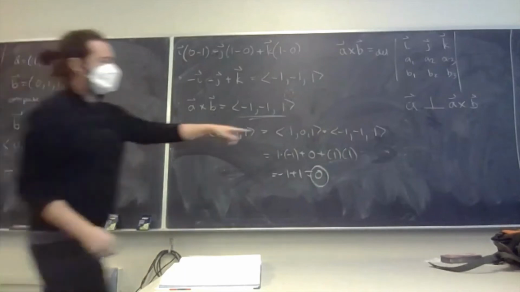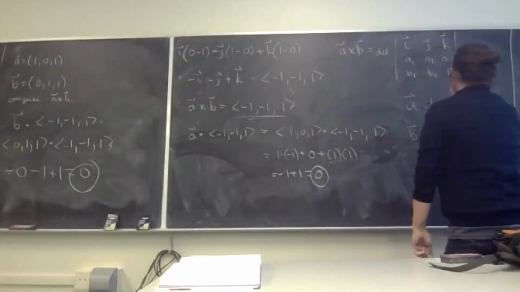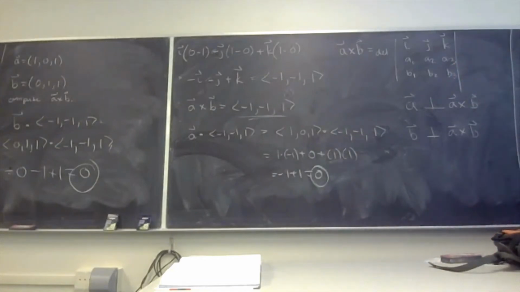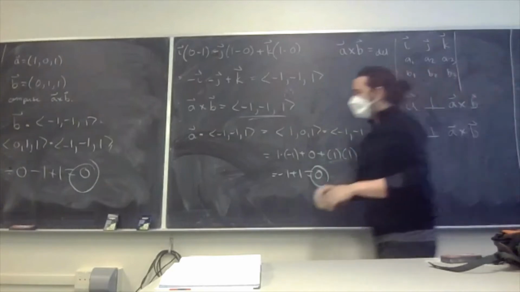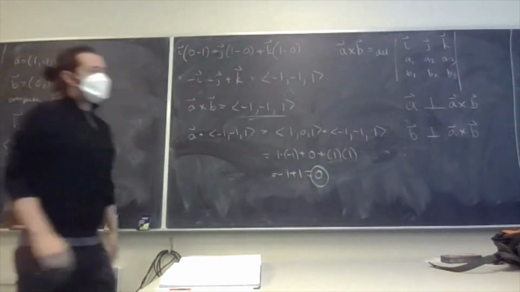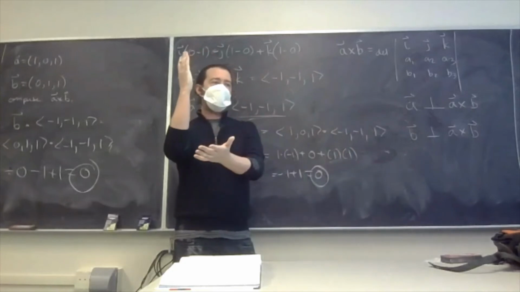So A is perpendicular to A cross B, and also B is perpendicular to A cross B. So this is a way of taking in two vectors. This is the other big use of the cross product. In fact, what the book says is the most important use. The cross product is a way of taking two vectors in 3 dimensions and producing another vector that points orthogonally to them.